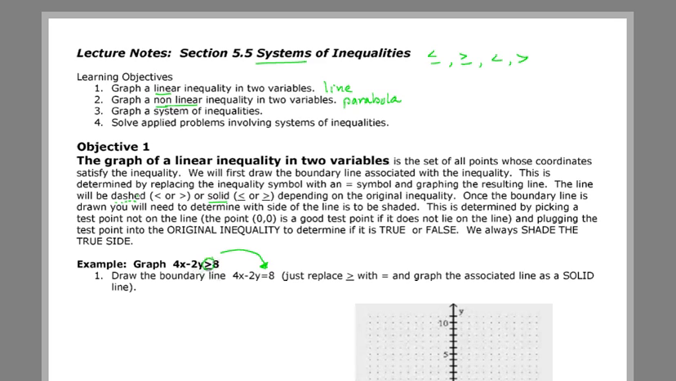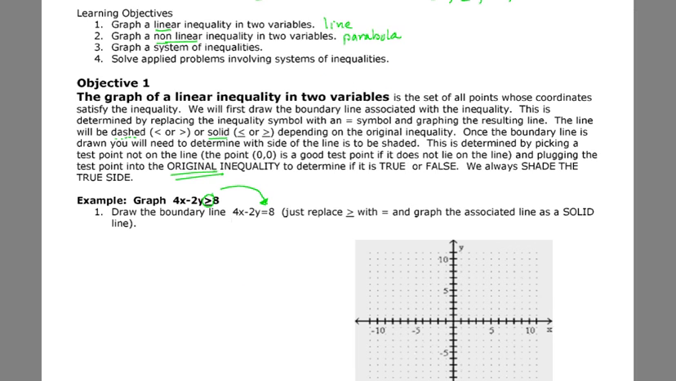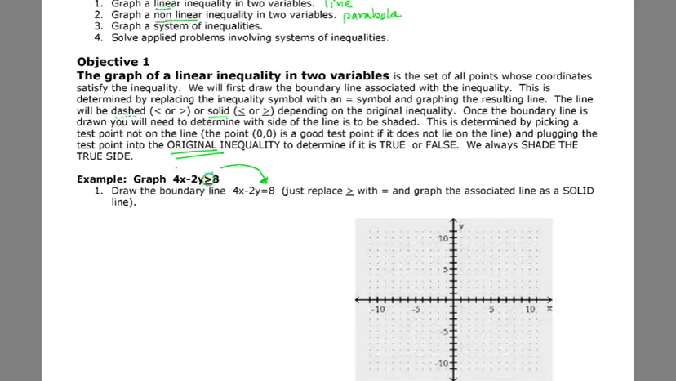And that's best done by picking a test point that's not on the original line. 0, 0 is always a good test point if it doesn't lie on the line, because it's easy to plug in. What we'll do is take that test point and plug it into the original inequality, that means the one that has the less than or greater than, to determine true or false. We'll always shade the true side. So let's see how that's going to work out.